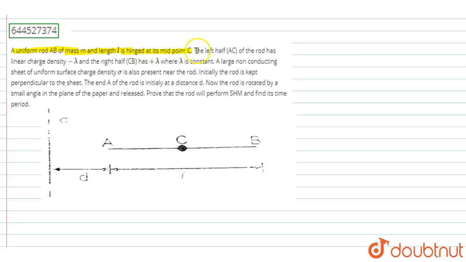In this question, it is given that a uniform rod AB of mass m, length L, is hinged at midpoint C. The left half AC of the rod has linear charge density minus lambda, and the right half CB has plus lambda, where lambda is constant.